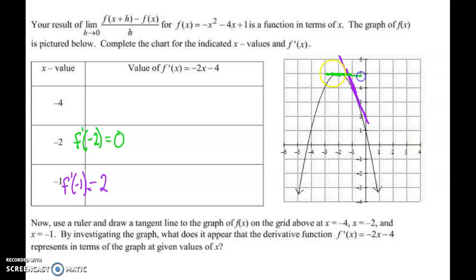Does the slope at x equals -2 look like a horizontal tangent? And then f prime of -4, well, that would be 8 minus 4, so that's 4. So this slope should have been like up 4 over 1. 1, 2, 3, 4 over 1. So a very steep curve is the point.